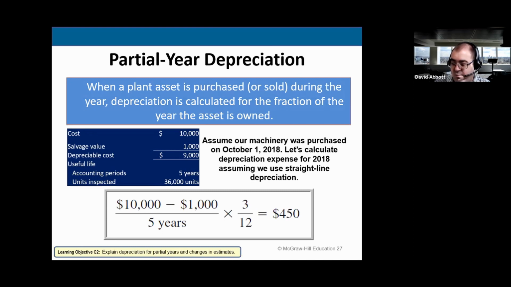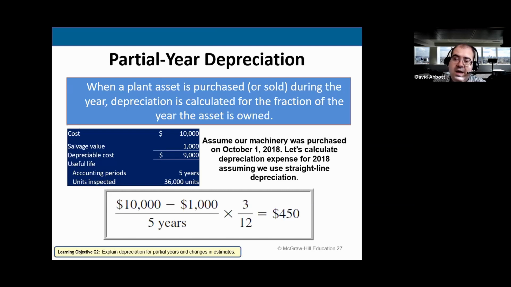Because this machine is purchased and used for 3 months in 2018, the calendar year income statement should report depreciation expense of the machine for that part of the year. Normally, depreciation assumes that the asset was purchased on the first day of the month nearest the actual date of purchase. This means 3 months depreciation is recorded in 2018. Using straight line depreciation, we compute 3 months depreciation as $450, as shown on this slide.